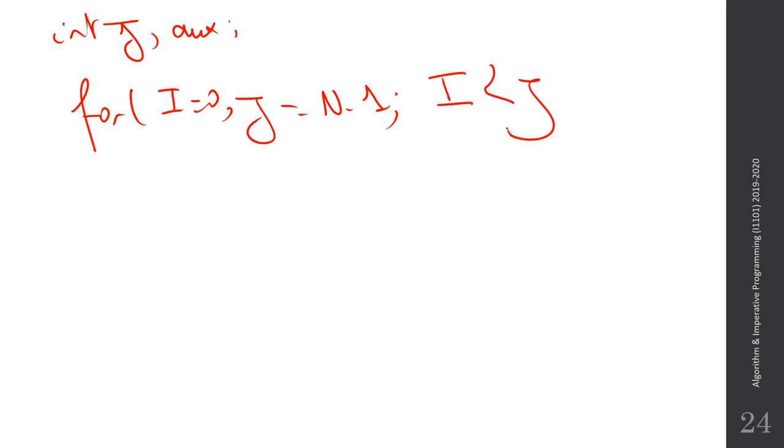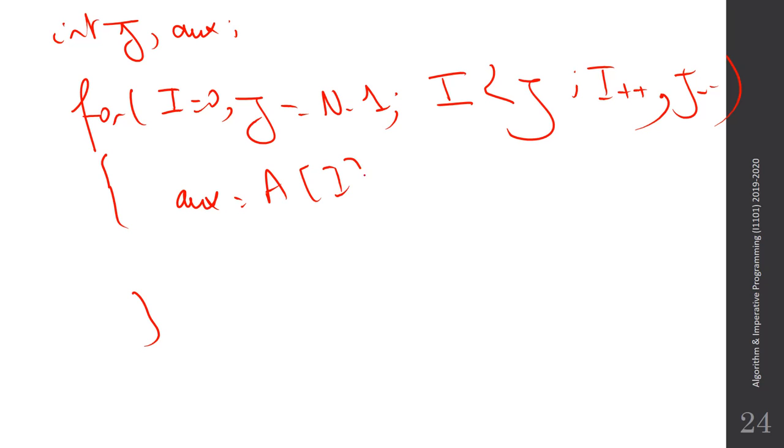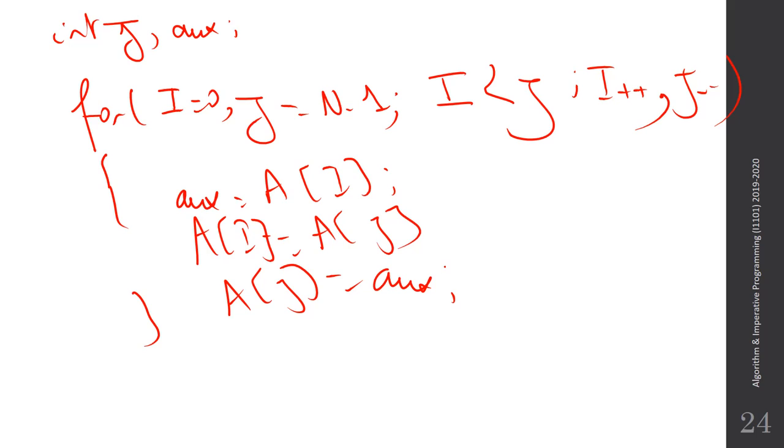So for i, I would start from 0. j will start from n minus 1, so from the last index. And as long as i is less than j, so as long as they didn't cross, i will increment plus plus, and j will decrement minus minus. And here I will do the exchange: auxiliary equals a of i, a of i equals a of j, and a of j equals auxiliary. We have done all the swapping, and then we will just print the array as it is.